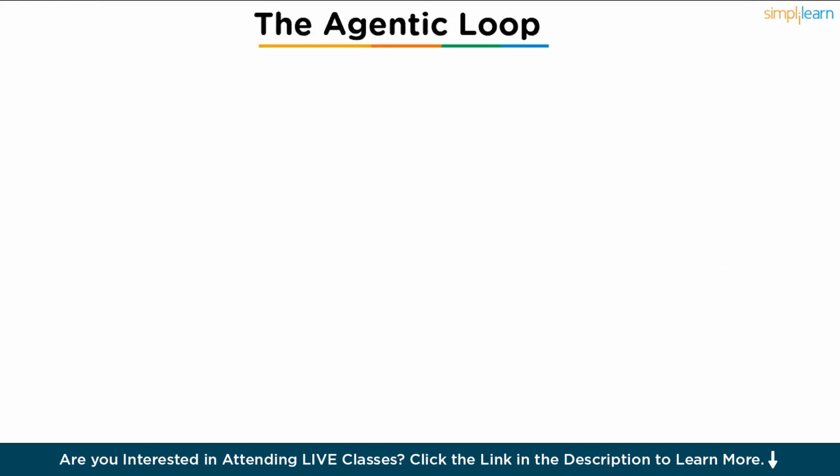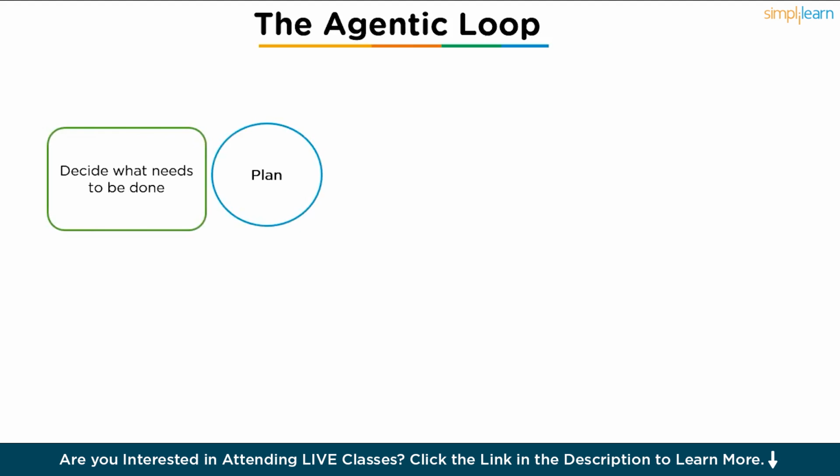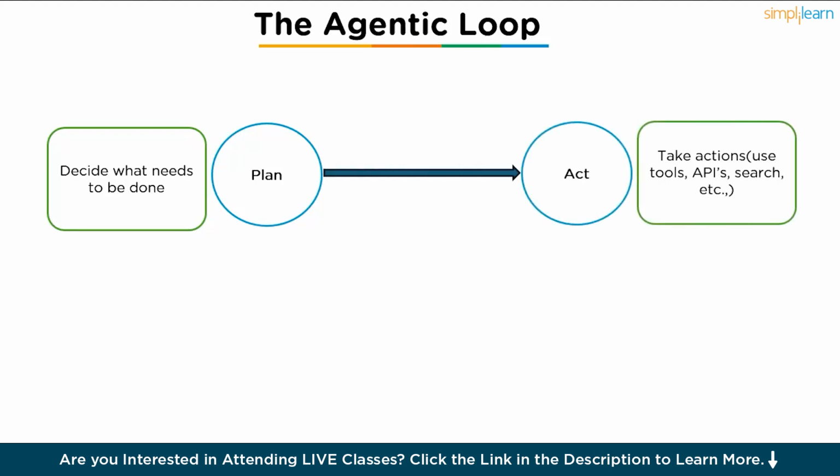Let's move on to the agentic loop. Agents operate through a structured cycle known as the agentic loop, where the first step is to plan, which is to determine what needs to be done. And next we have observe, which is to check the result of actions.